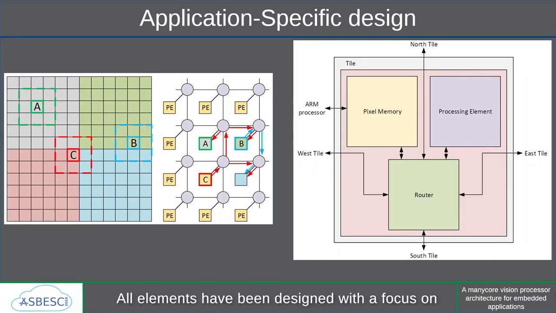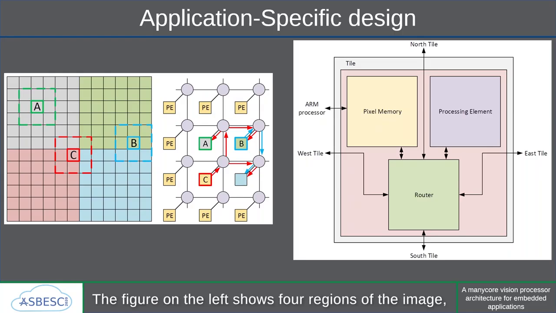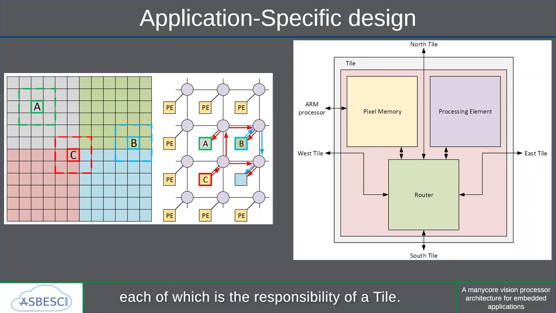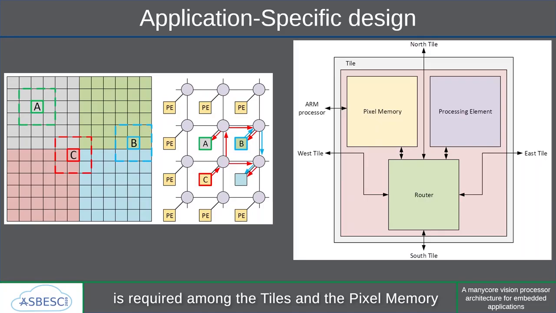All elements have been designed with a focus on image processing and computer vision algorithms. The figure on the left shows 4 regions of the image, each of which is the responsibility of a tile. Depending on the algorithm, pixel exchange is required among the tiles, and the pixel memory and router structures have been tuned for this purpose.